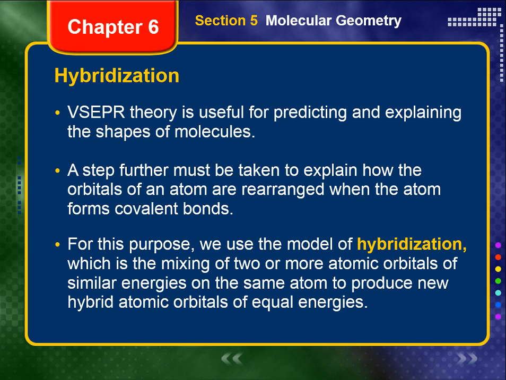VSEPR theory is useful for explaining the shapes of molecules. However, it does not reveal the relationship between a molecule's geometry and the orbitals occupied by its bonding atoms. To explain how the orbitals of an atom become arranged when the atom forms covalent bonds, a different model is used. This model is called hybridization, which is the mixing of two or more atomic orbitals of similar energies on the same atom to produce new hybrid orbitals of equal energy.